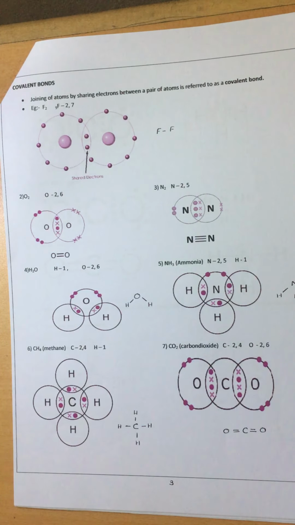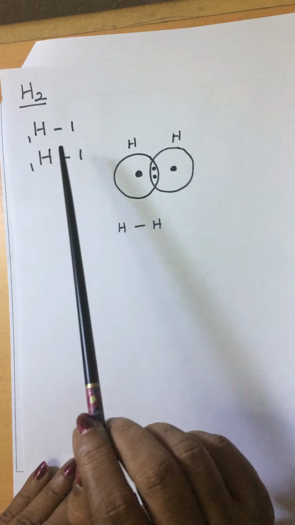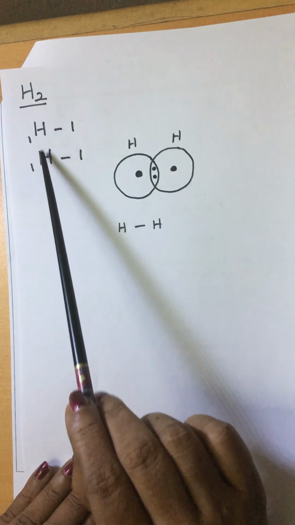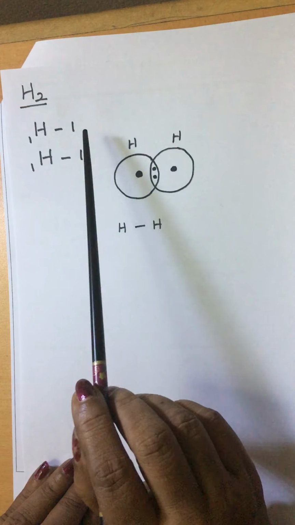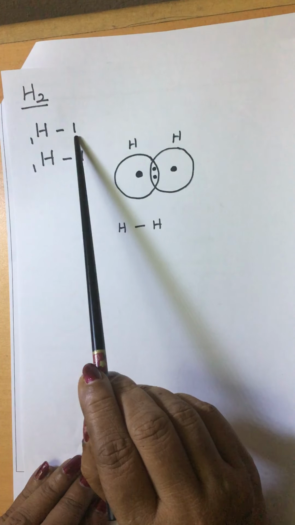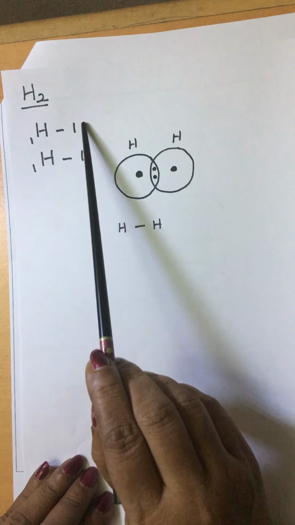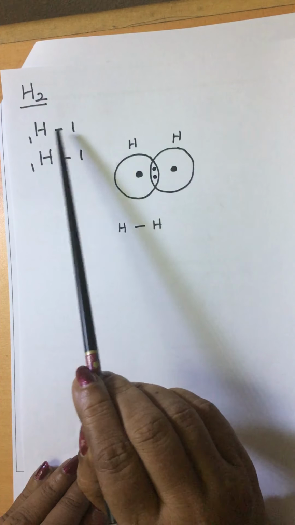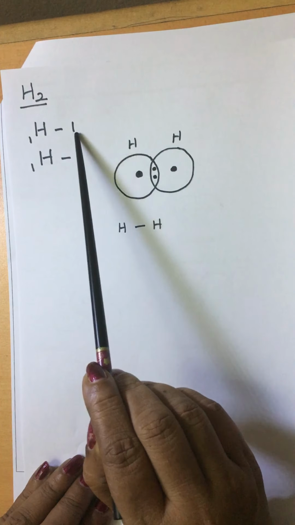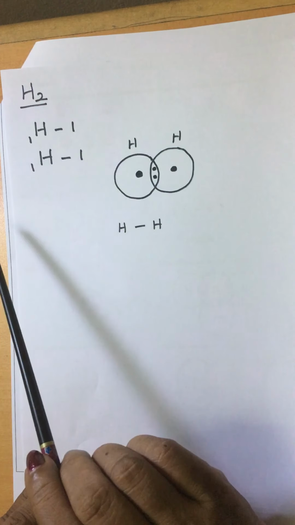The first one, hydrogen gas. When you take hydrogen gas, there is H2. So there are two hydrogen atoms making a bond. Hydrogen has atomic number 1, electronic configuration 1. That means hydrogen has only one orbit, and the maximum electrons it can hold is 2. So the hydrogen needs one more electron to complete the orbit. This hydrogen is also the same.